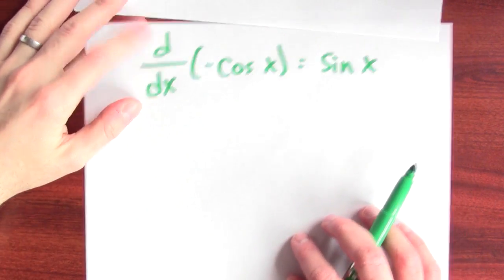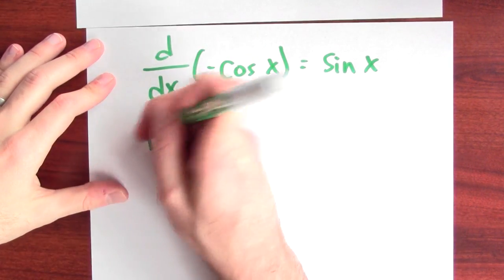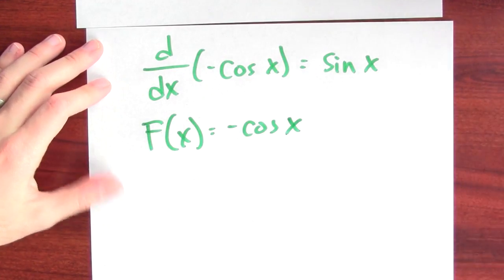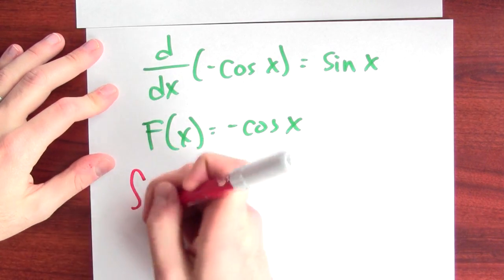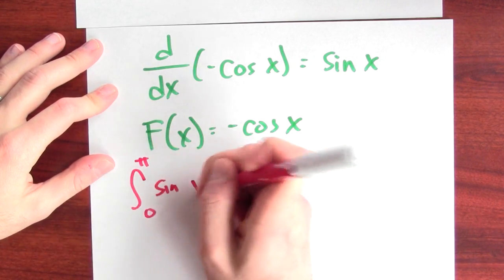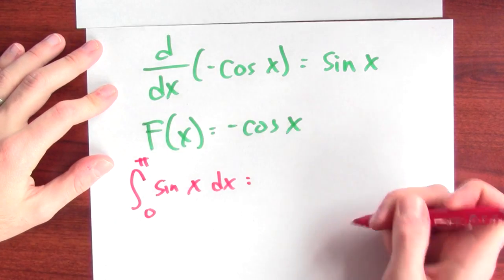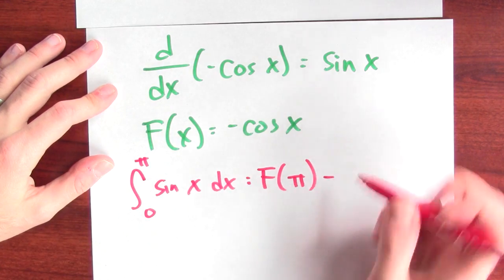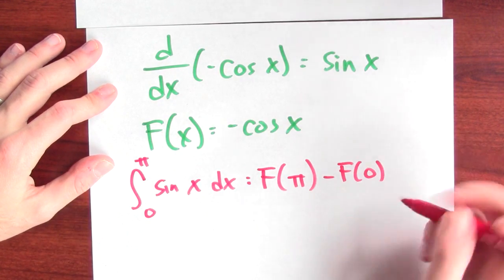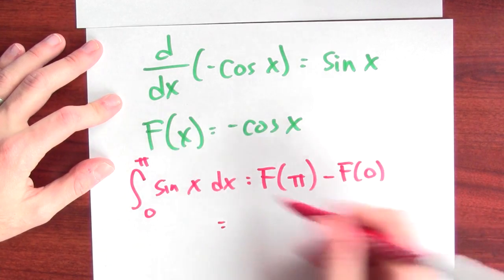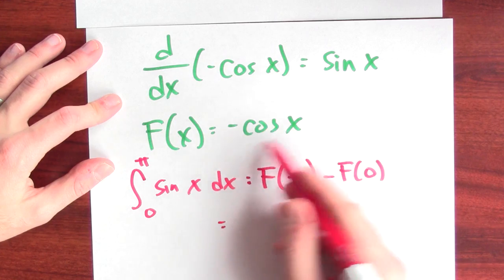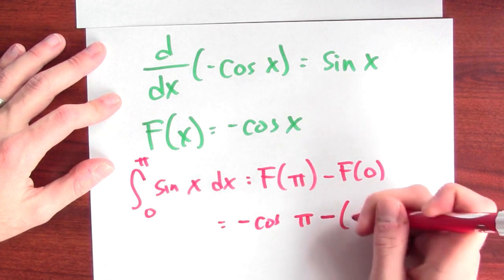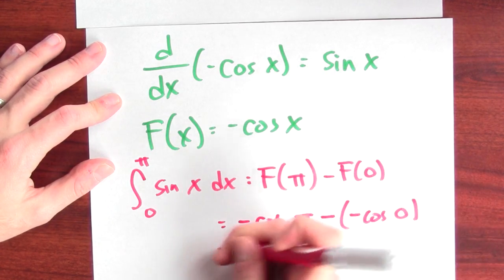So in this case, I've got a function big F, right? This is my antiderivative, and it's minus cosine of x. And according to the fundamental theorem, if I want to integrate from 0 to pi my function little f, which is sine x, I'm going to evaluate the antiderivative at pi and subtract the antiderivative at 0. In this case, my chosen antiderivative is minus cosine x, so it's minus cosine pi minus minus cosine 0.